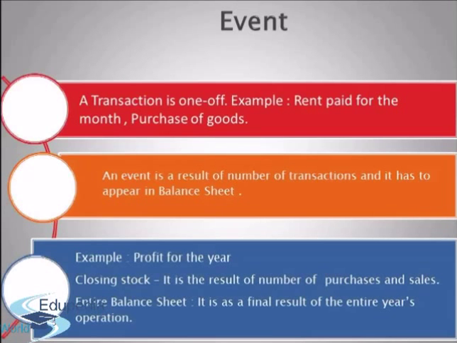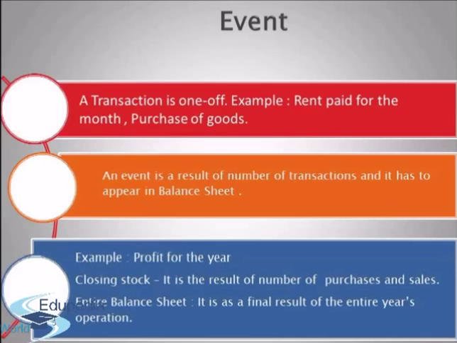Now, after the definition of transaction, we come to the second basic definition in the world of accounting, and that is an event. What do we mean by an event? An event is a result of number of transactions and it has to appear in balance sheet. For a transaction, we understood that it is one-off, that is, it occurs just once. So anything that is happening once, it is a transaction. But an event is a result of a number of transactions happening over a period of time.